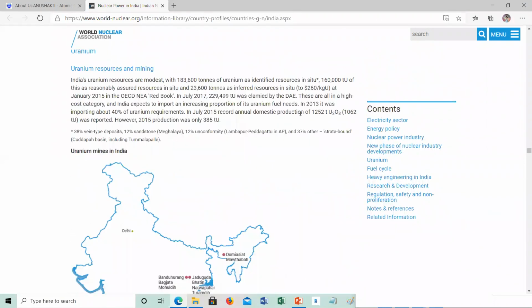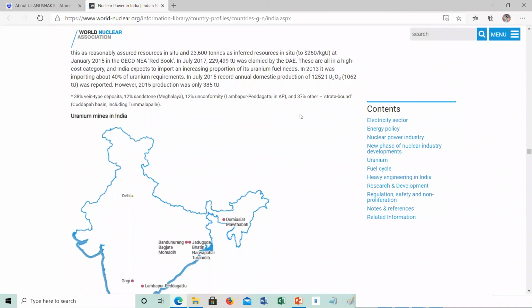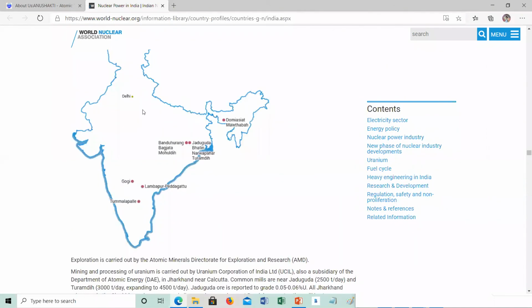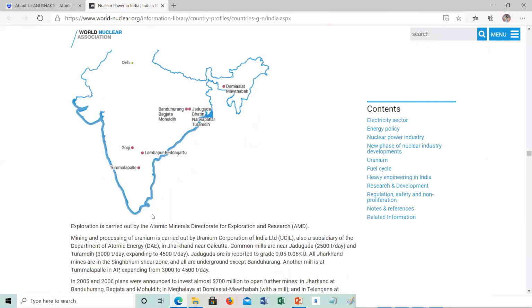Uranium mines in India: these are the sites where uranium will be found. In Delhi, in Domiasiat near Assam, here in Banduhurang in Jharkhand, Gogi in Karnataka, and also in Gondia in Maharashtra, uranium deposits are there. These are the sites.